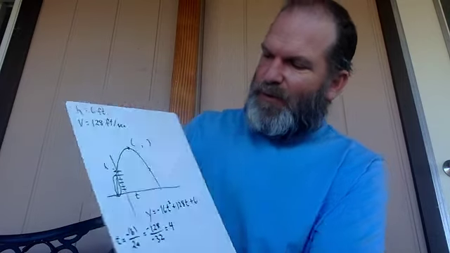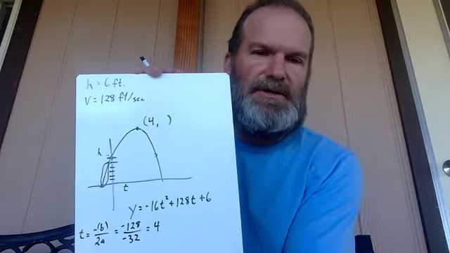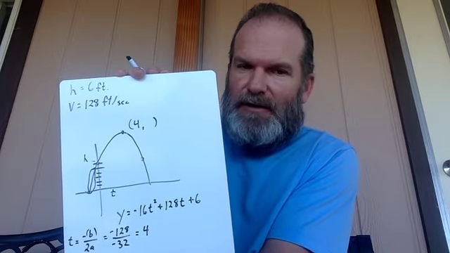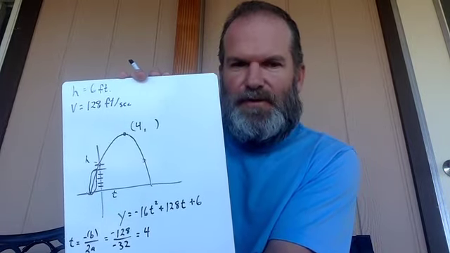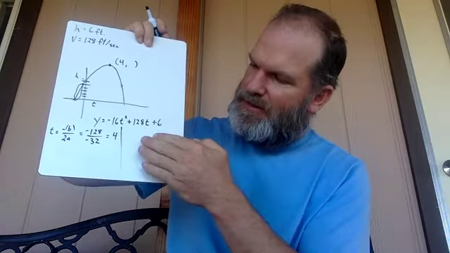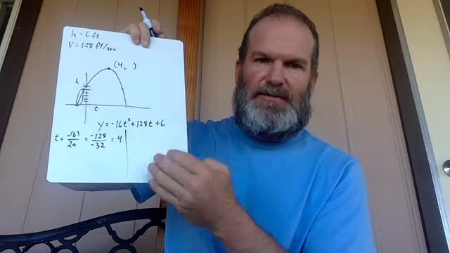All right, so it took 4 seconds to get to its maximum height, but if the question is, what is that height, then we have to substitute 4 back into the equation and solve for it. So I'll do that over to the side here. I'll separate my slate. So now this part over here will be finding the maximum height. So it'll be negative 16 times 4 squared plus 128 times 4 plus 6. So this is going to be a big number.